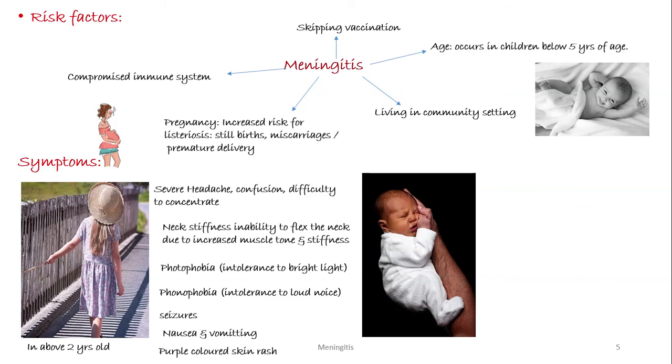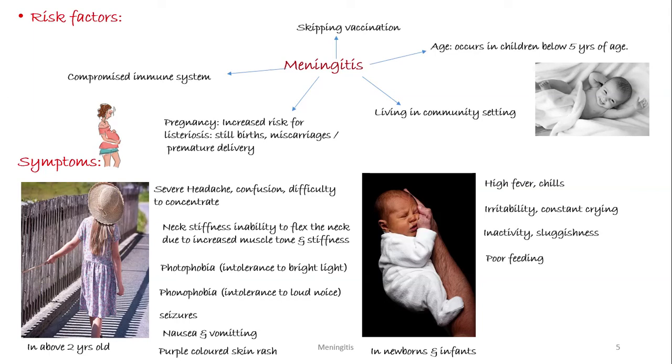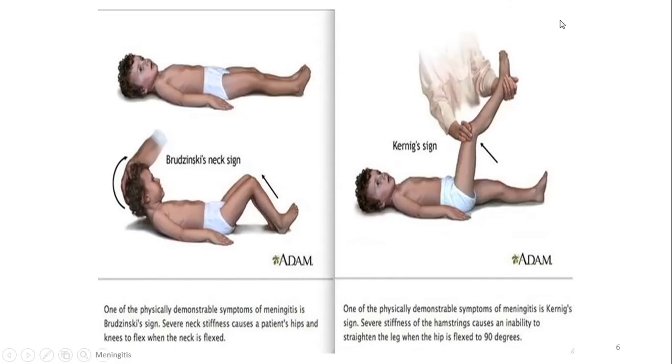Now let us see the symptoms experienced by newborn babies or infants. The first thing is the baby is going to suffer from severe fever and chills. He might be irritated, he might constantly cry, there is inactivity or sluggishness, there is poor feeding, there is a bulge in the soft spot on the baby's head, which is called the fontanelle. There is also stiffness of the body and the neck. Now let us take a look at two signs.